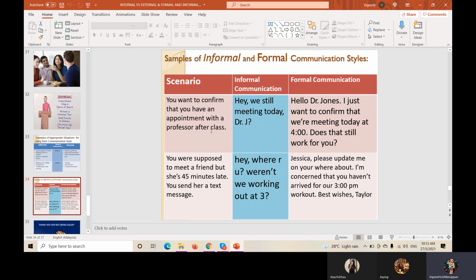And then one more situation: you were supposed to meet a friend but she's 40 minutes late. You send her a text message. How are you going to text a message? Let's say if you want to use the informal way, let's say Jiaying wants to message Jinyu: hey, where are you? We are not working out at 3, correct? Oh, sorry, we're not working out at 3. It's an informal one.